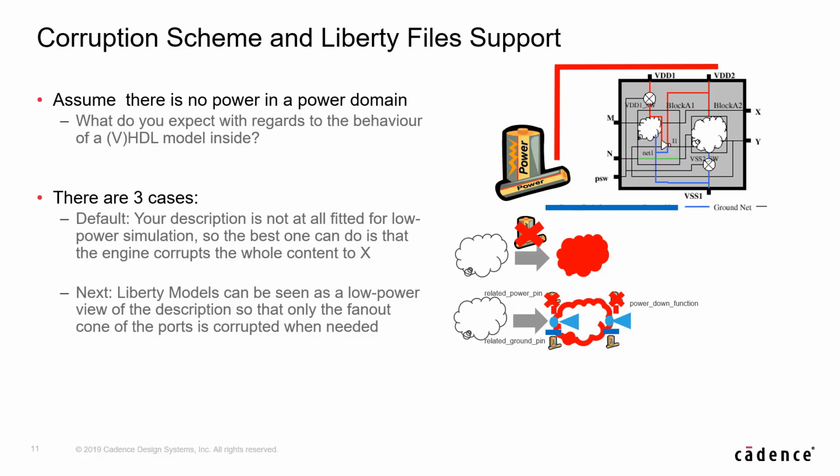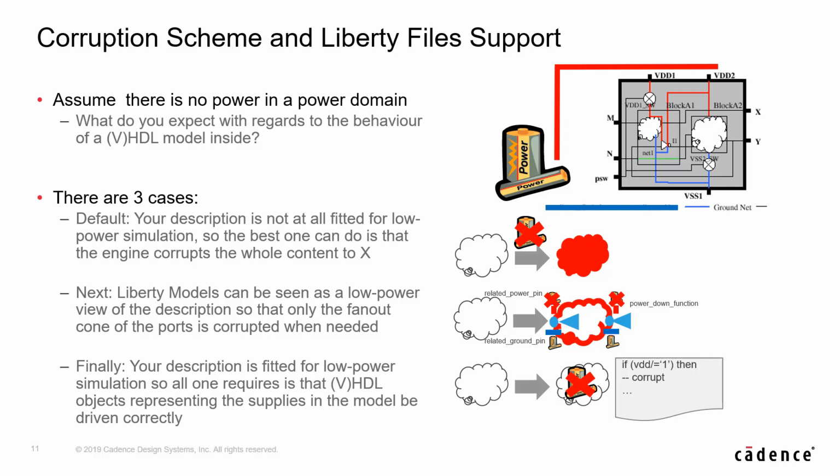cone of the pin. Same thing for the output, but you have also another way, which is a power down function. The power down function can be as easy as simply !VDD or VSS, meaning that if the VDD is 0 and the VSS is 1, then do corrupt my fan-out. But it could also use standard hardware objects in order to restrict the corruption to specific cases.